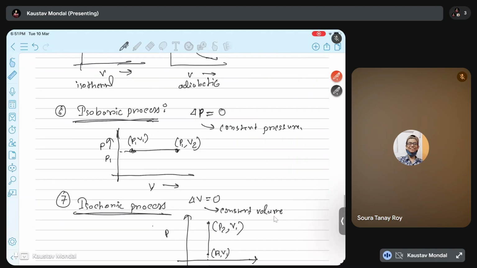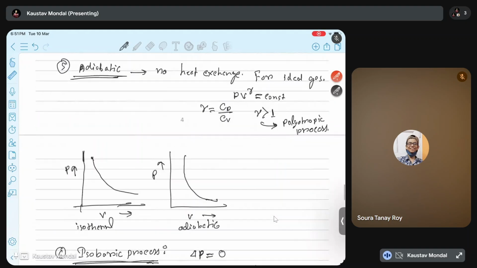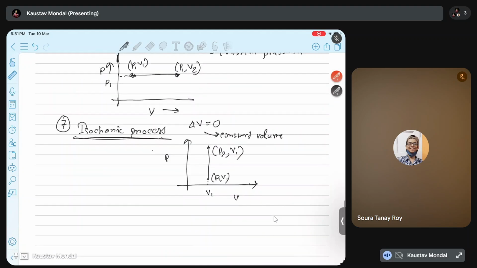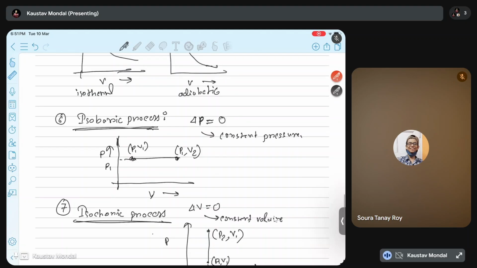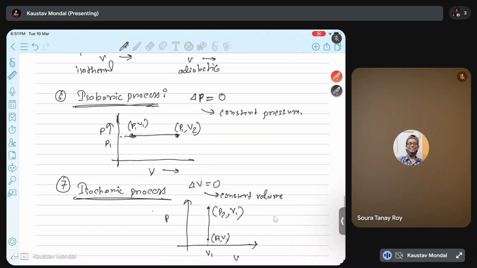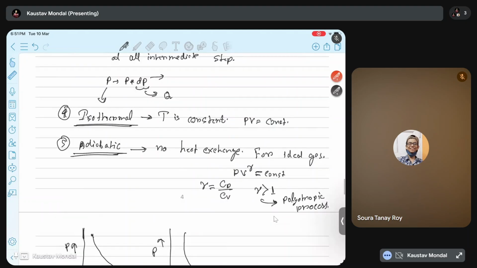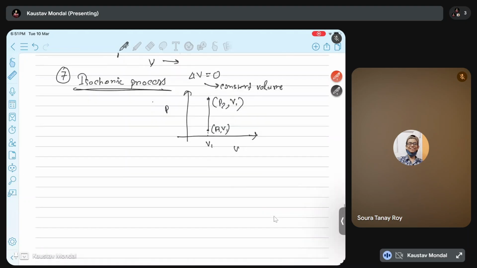So these are, in general, the four basic types of process. According to the problem, you have to figure out what type of process they are mentioning. What are the properties that remain fixed? What are the properties that will change?